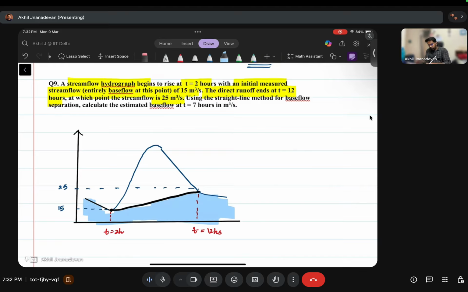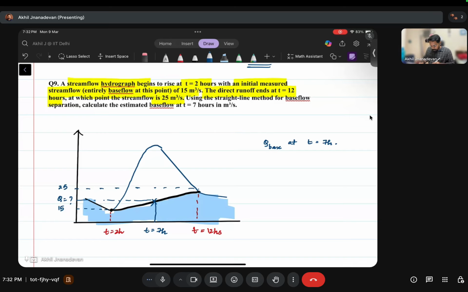So they are asking what will be the base flow at t equal to 7 hours. So at t equal to 7 hours, base flow will be this much, right? So this is the value, Q is equal to question mark. So what is the base flow contribution at t equal to 7 hours?